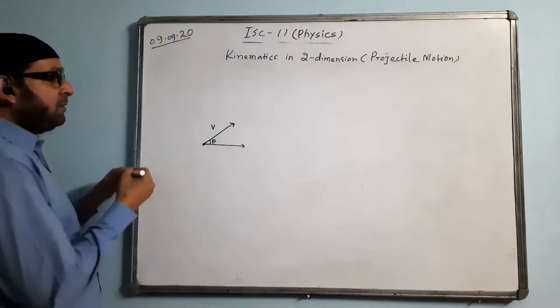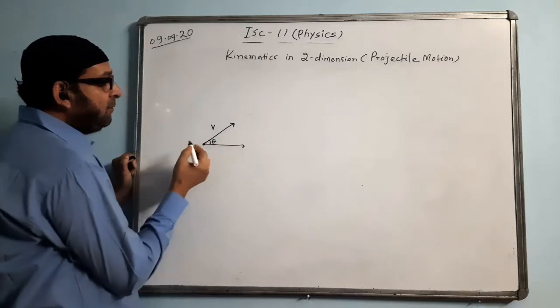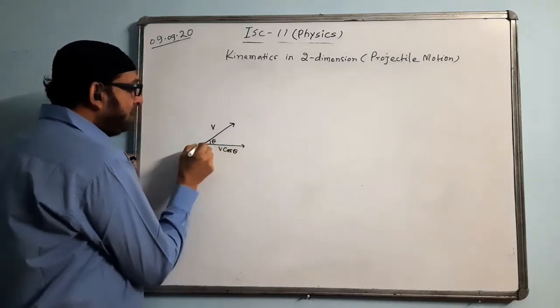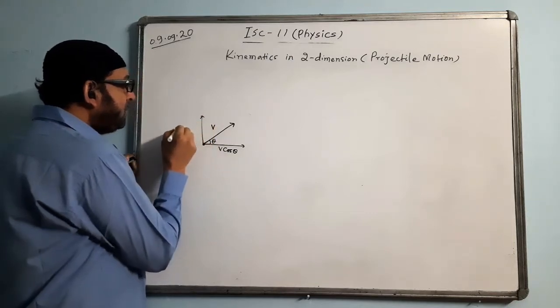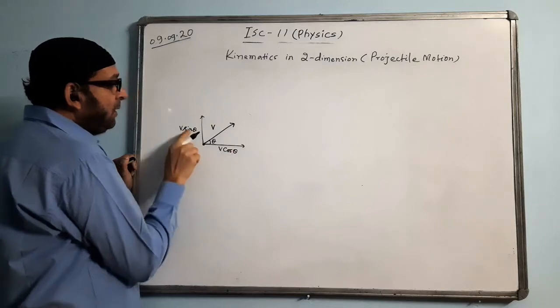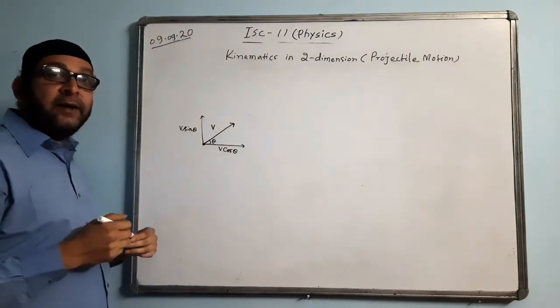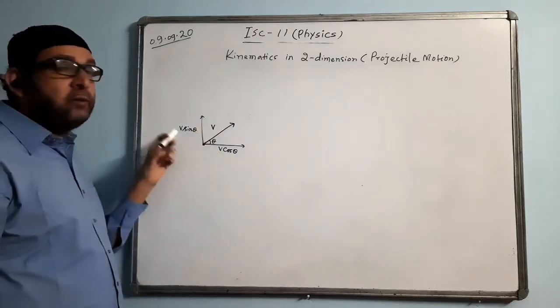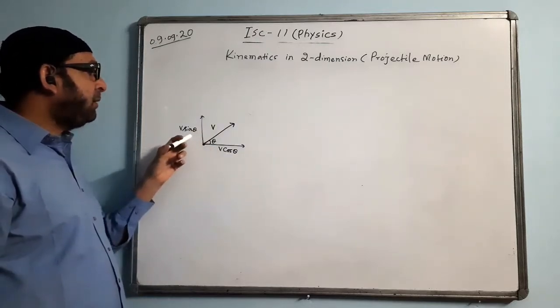Why? Because this v is velocity, which is a vector, and it will break into two components. This component will be v cos theta, and this component will be v sin theta. Here is the angle, so this will come in cos, and the other component will come in sine. Being a vector, we are resolving it into two components, horizontal and vertical.